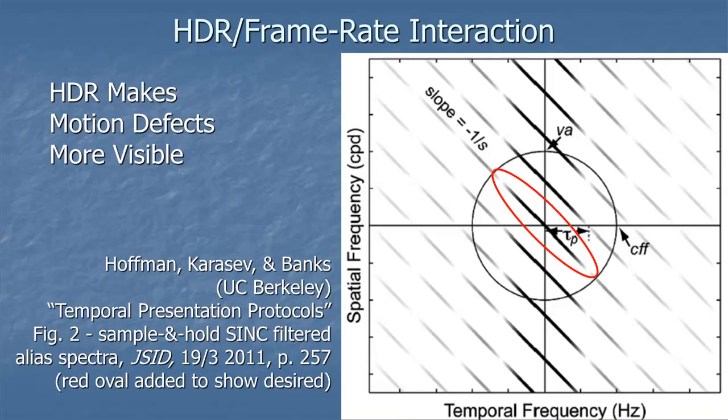This is from a paper that Marty Banks did. Some of you may be familiar with him from Banks' lab at University of California, Berkeley. But what's in this circle is what we can see, and this line in the center is what we want to see, and then all of this other stuff is aliases. And notice that some of the aliases are nice and dark, and some of them are pretty light gray. Well, if we increase the contrast, we make the aliases more visible.